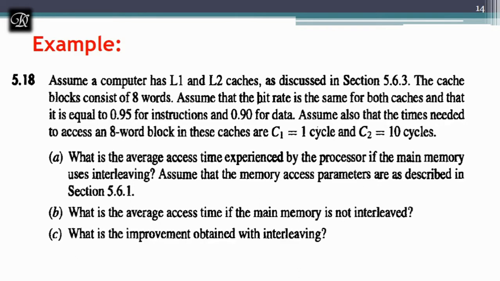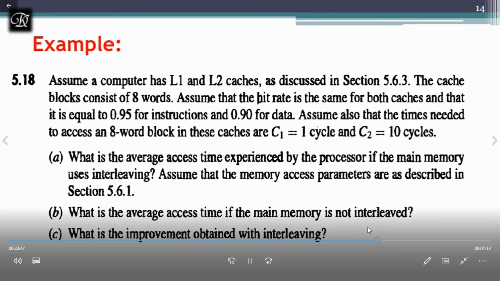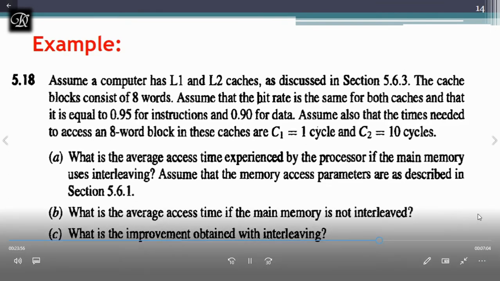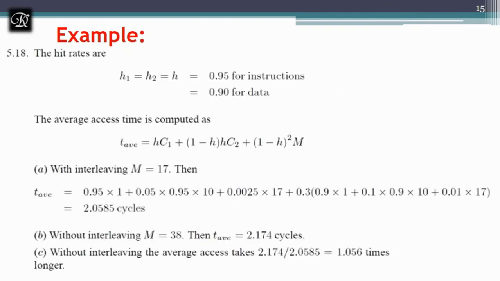So they have asked: what is the average access time experienced by the processor if the main memory uses interleaving? What is the average access time if the main memory does not use interleaving? What is the improvement obtained with interleaving? First we have to calculate with interleaving, second without interleaving, and finally calculate the difference. H1, H2 and H for instructions are the same, 0.95, and 0.9 for data. The formula is given as before, and we have written it over here.